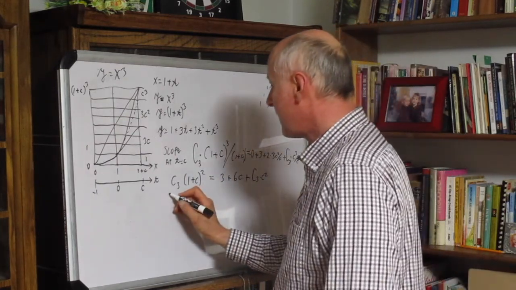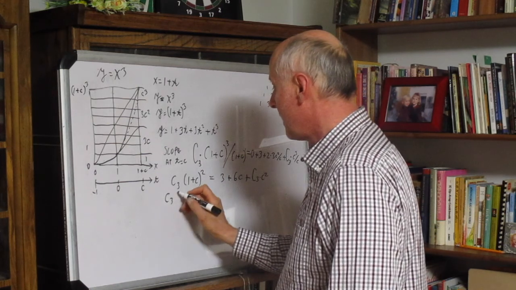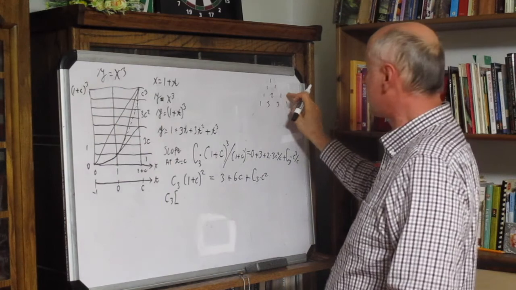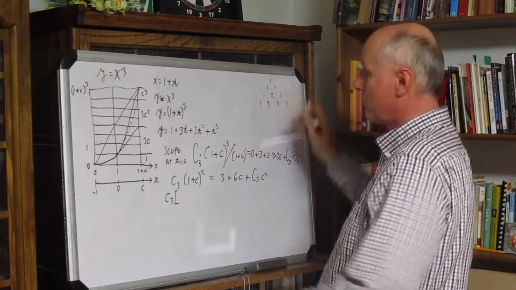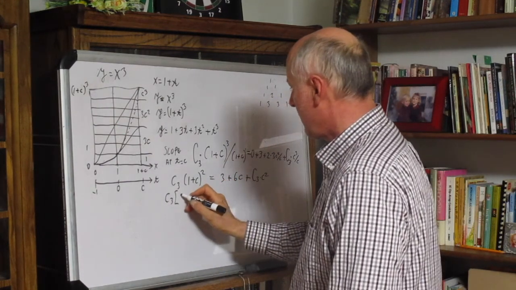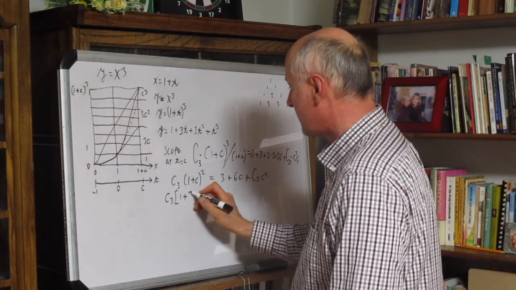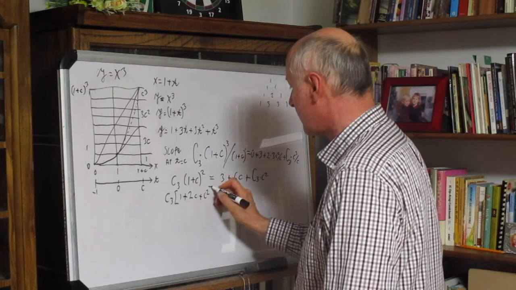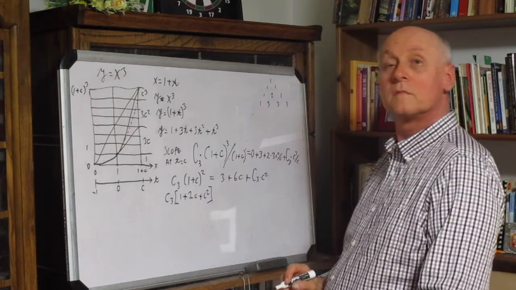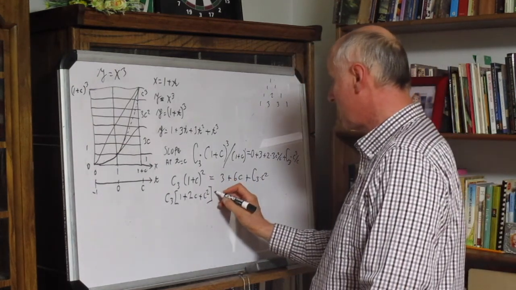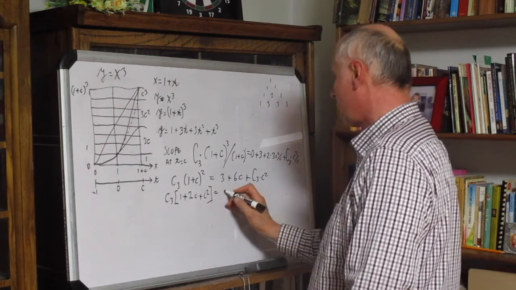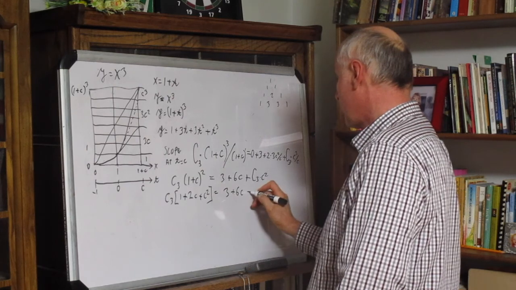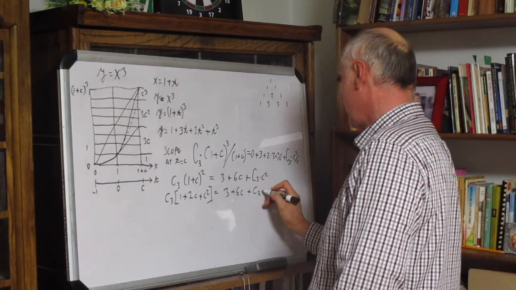So C3, and this is second order now, right? So these are the factors that you use. It's just 1 plus 2C plus C squared. You've seen that before. That equals this whole thing: 3 plus 6C plus C3.